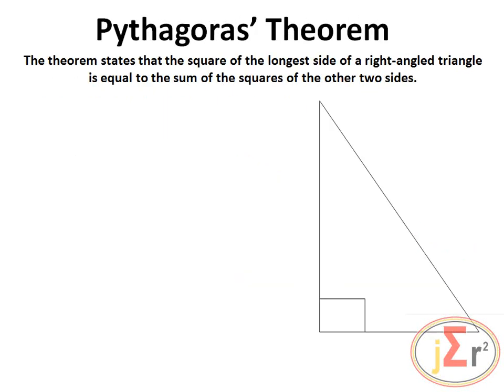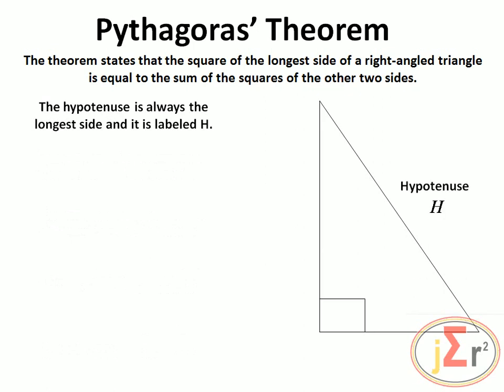Now, we are going to be taking a look at something else that is a feature of right angle triangle, and this one is known as Pythagoras' theorem. The theorem states that the square of the longest side of a right angle triangle is equal to the sum of the squares of the other two sides. And of course, the hypotenuse is always the longest side, and it is labeled H in this case, right there. Of course, it is opposite to the right angle.